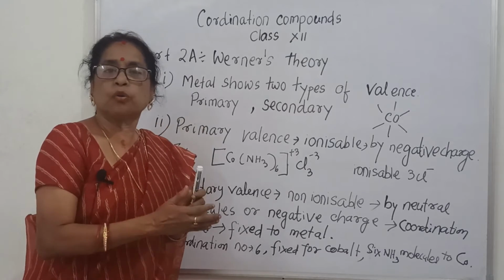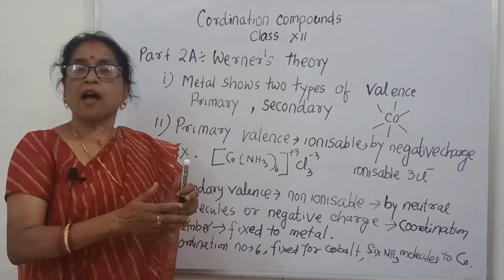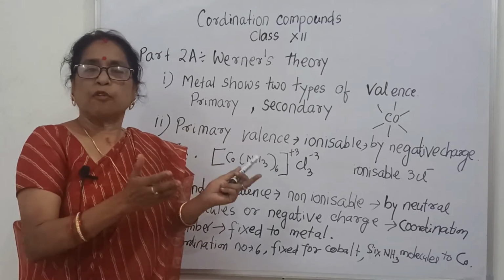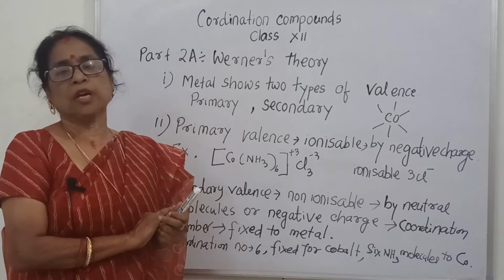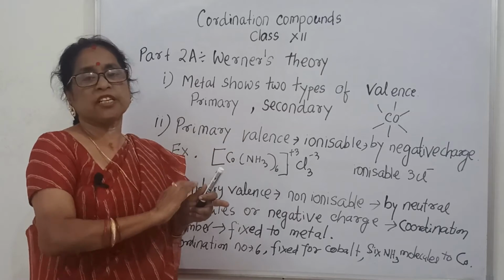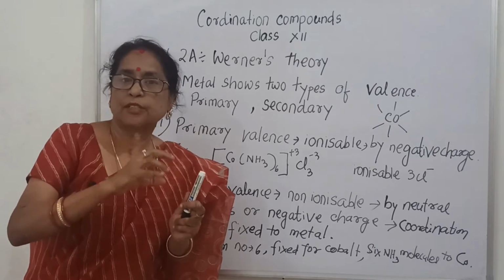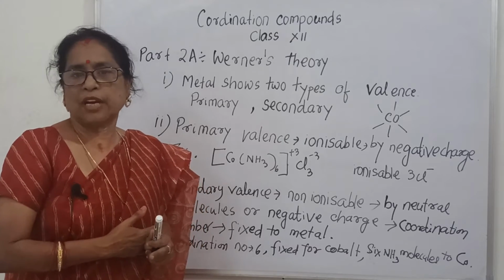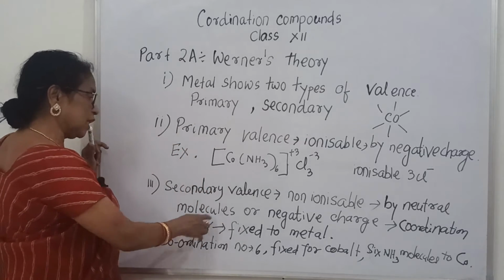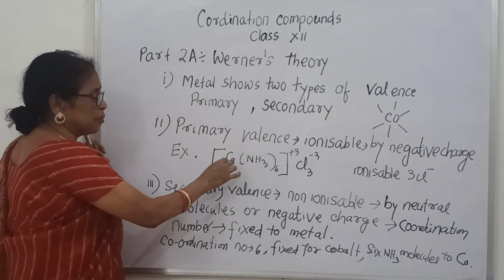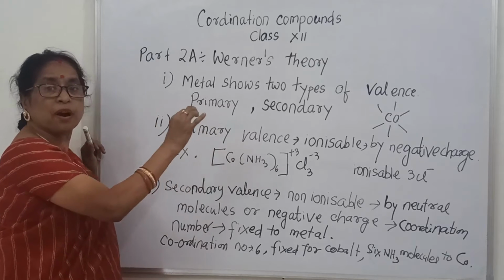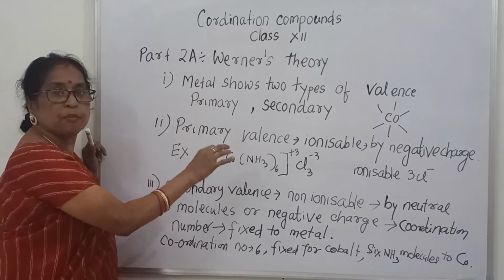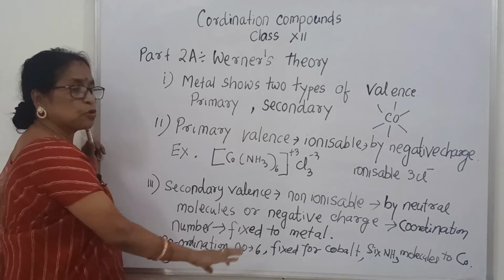You should count the number of anions and the number of neutral molecules. Totally, you count what is present inside, attached to the metal, and that is called a ligand. What a ligand actually is, I will explain later. Now that is called the coordination number. What is the coordination number of cobalt? 6. This is fixed for cobalt. Always you will find 6 is the coordination number of cobalt, and that is fixed for the metal.